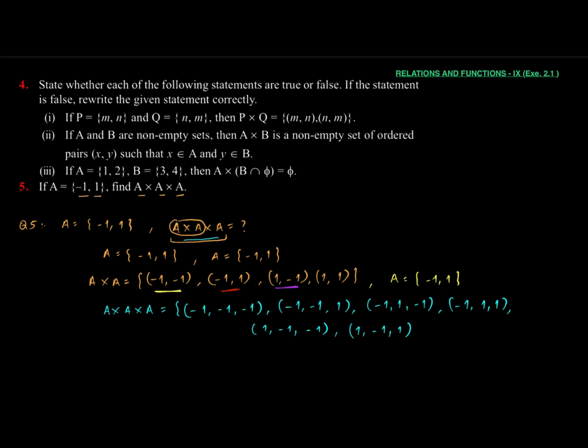Now let us take the last element of A cross A set and form ordered triplets with each element of set A. So the next element will be 1, 1 and -1. That means this very part and this part. And the last element will be 1, 1 and 1. That means this very part and this part.